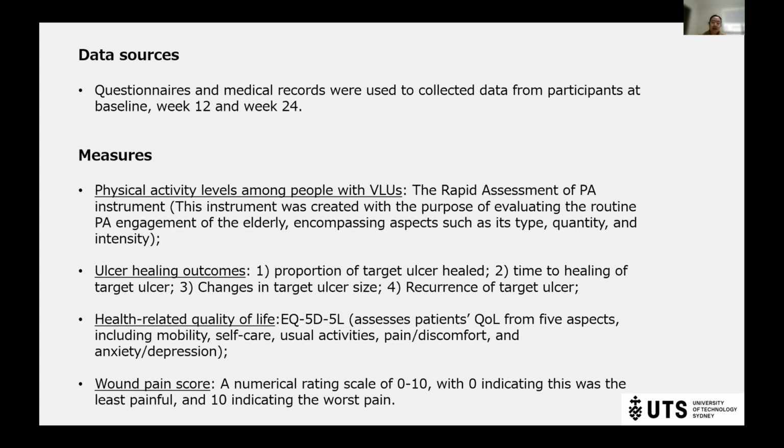We also measured the ulcer healing outcome, which is one of the primary outcomes. We include the proportion of ulcers that healed, time to healing, any changes in the target wound size, and the recurrence of the target ulcers. We also measured the health-related quality of life using the EQ-5D-5L instrument, and the wound pain score using a numerical rating scale from 0 to 10.